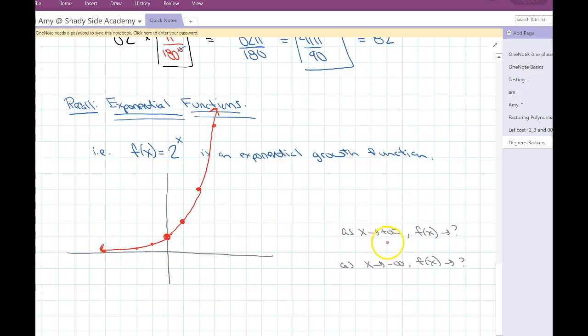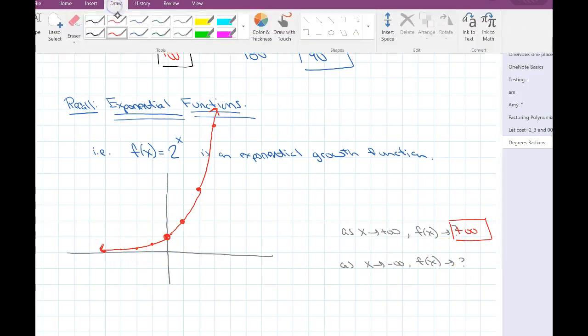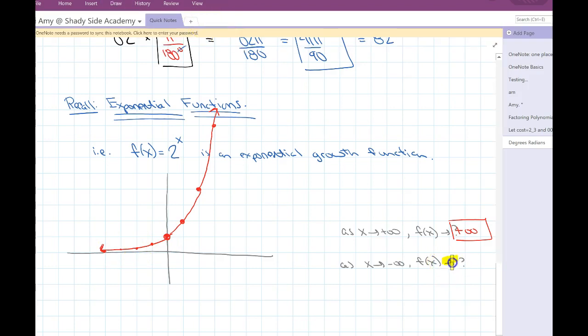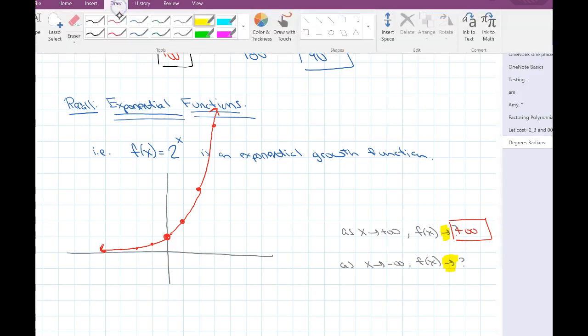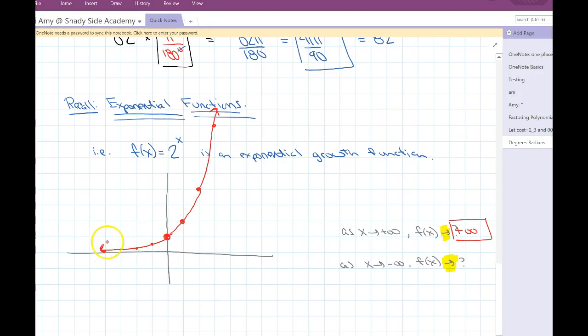As x approaches positive infinity, what does f of x approach? As x approaches positive infinity, f of x just grows larger and larger. F of x approaches positive infinity. As x approaches negative infinity, what does f of x approach? Really important, I want to underscore this: approach. Notice I did not write equals. I don't want to say what f of x equals. What does f of x approach? What does y approach? Y approaches 0, actually, if you look here.